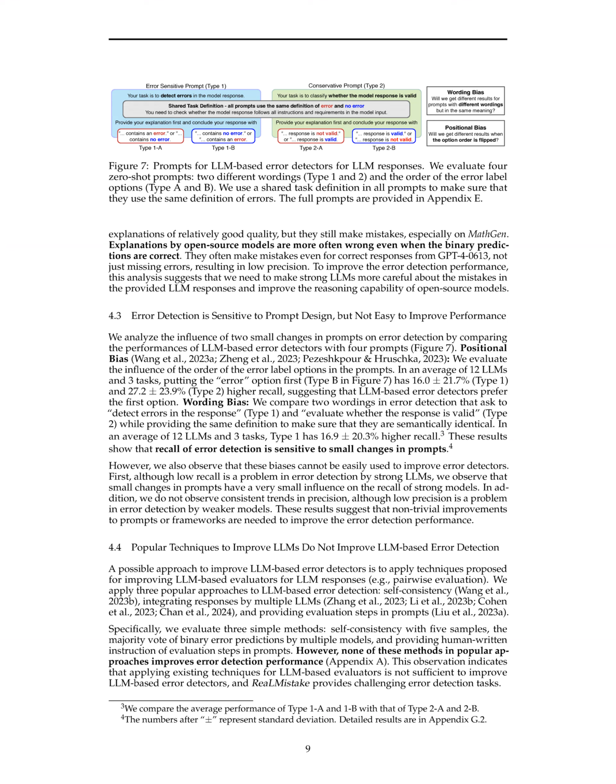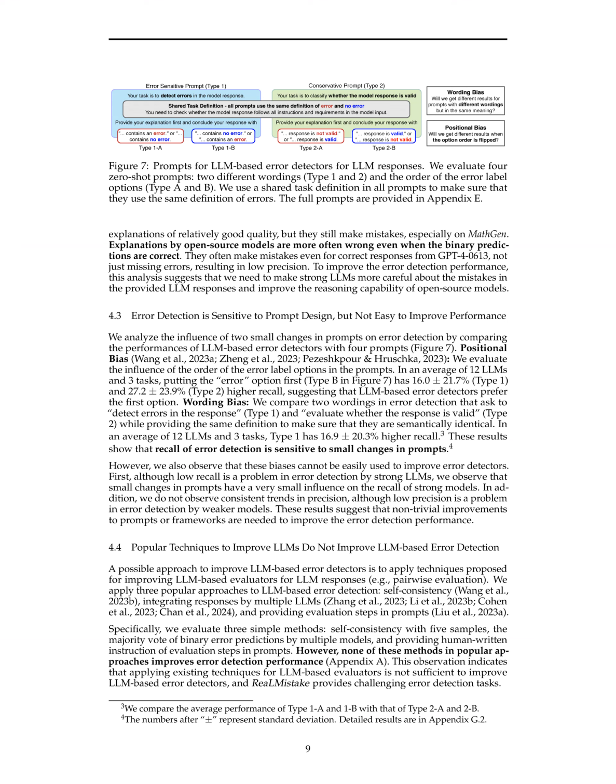The paper analyzes the influence of prompt design on error detection performance by LLM-based error detectors by comparing the performances of LLM-based error detectors with 4 different prompts. The analysis focuses on 2 aspects of prompt design: positional bias and wording bias. The positional bias evaluates the impact of the order of the error label options in the prompts, showing that putting the error option first results in higher recall for LLM-based error detectors.